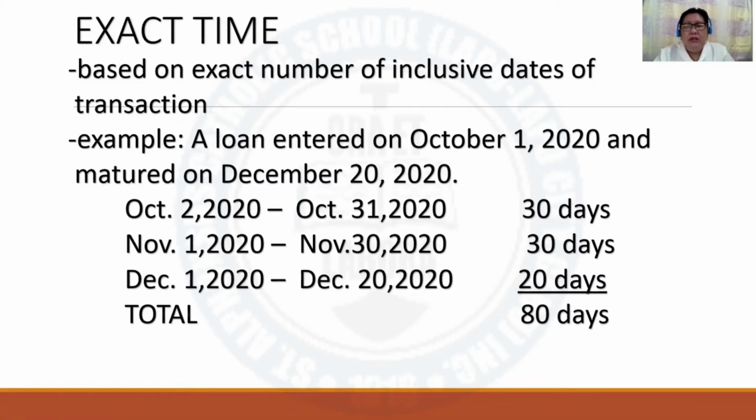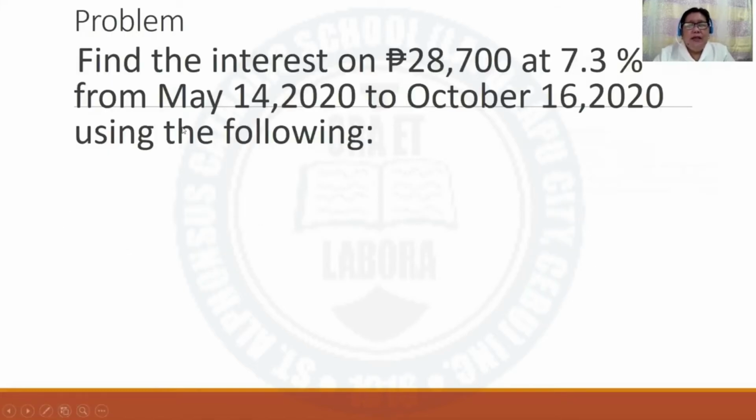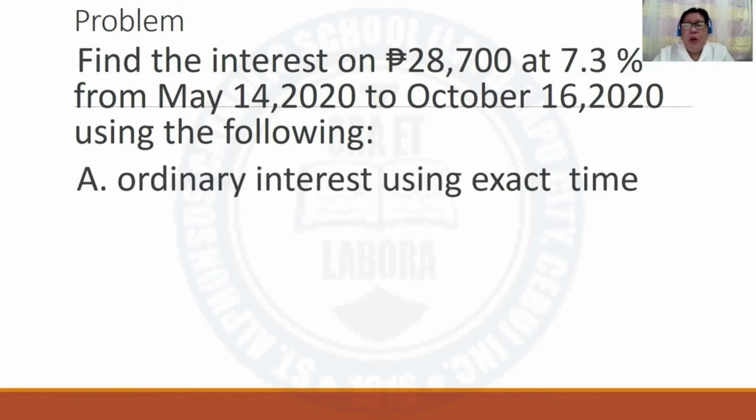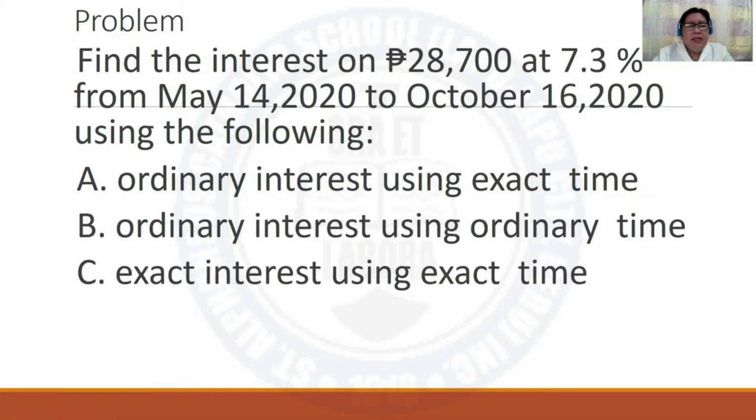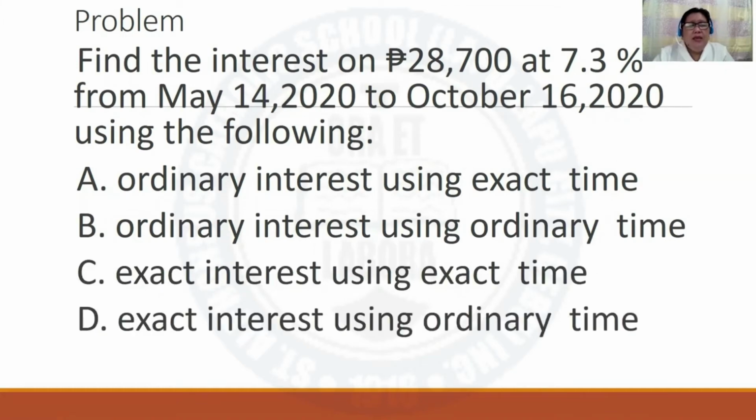You are going to count the inclusive dates of transaction. Let us have an example. Find the interest on 28,700 pesos at 7.3% from May 14, 2020 to October 16, 2020 using the following. A. Ordinary interest using exact time. B. Ordinary interest using ordinary time. C. Exact interest using exact time. And D. Exact interest using ordinary time.